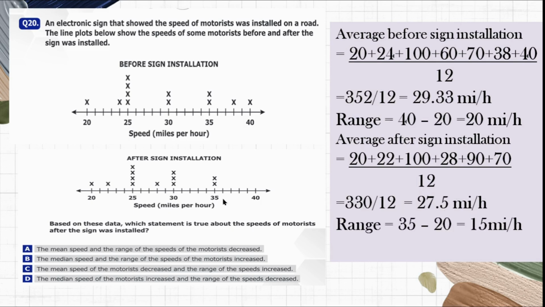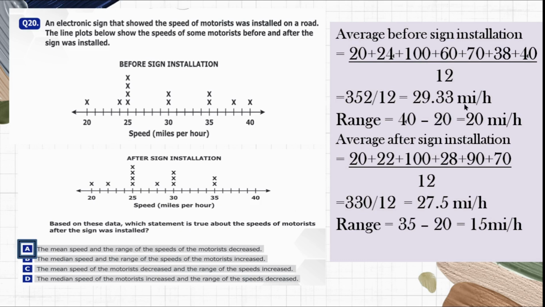And the range for the second line plot is 15 miles per hour, as 35 was the highest value and 20 was the lowest. So the difference is 15 miles per hour. According to the calculations, option A is the correct one, which is the mean speed and the range of the speeds of the motorists decreased.